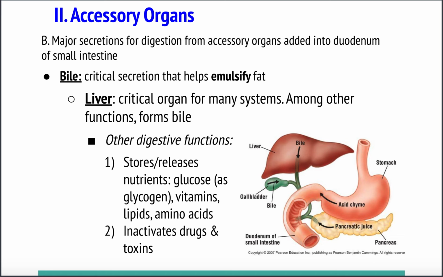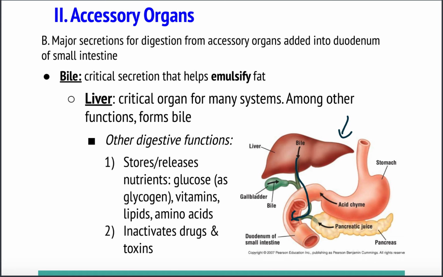So the bile is actually produced by your liver. Your liver plays a huge role in many, many things, but in particular in the digestive system, it forms bile. Now, that bile can be released directly into the small intestine, as you can see here through this tube, into your duodenum. But in addition to that, it also plays some other roles.